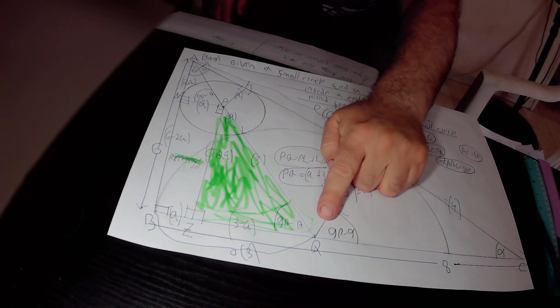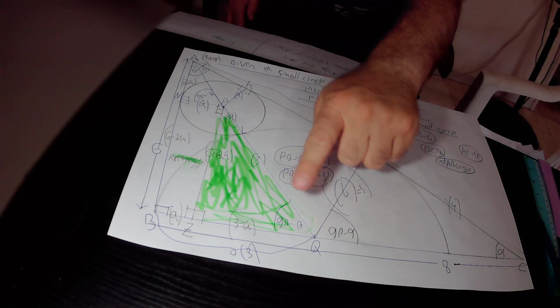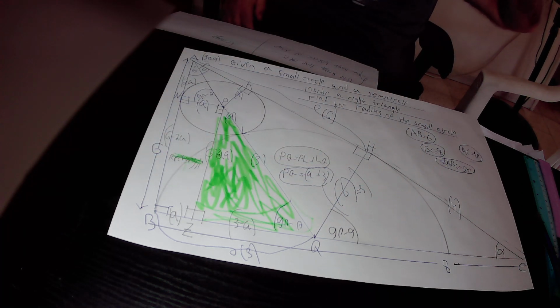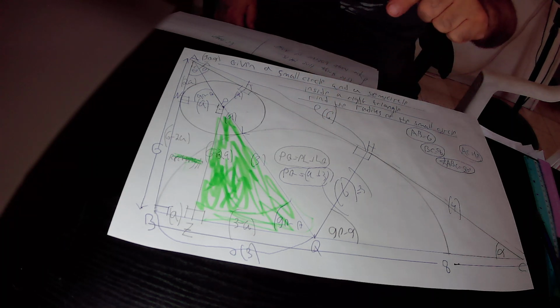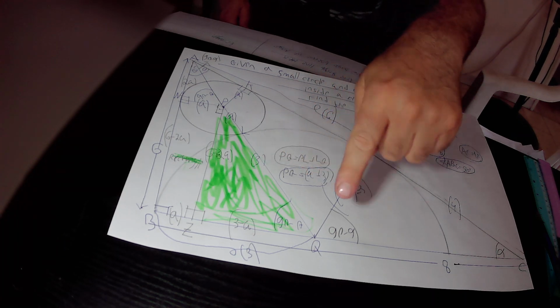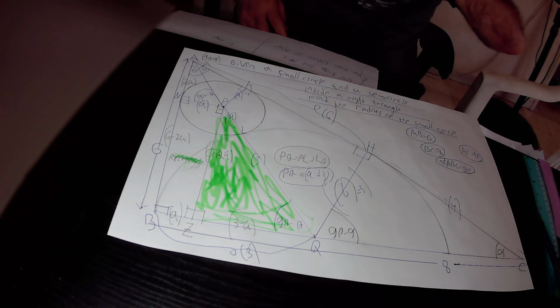Point Q is the center of this big semicircle. Point B is the point on the big semicircle itself. So QB is the radius of this big semicircle, and the radius equals B, that is 3. So QB equals 3 units in length.